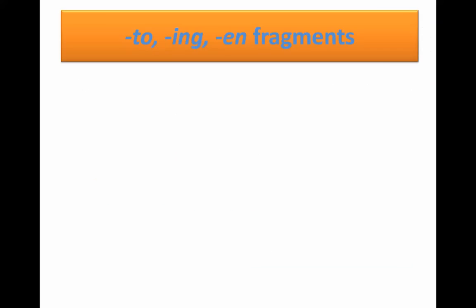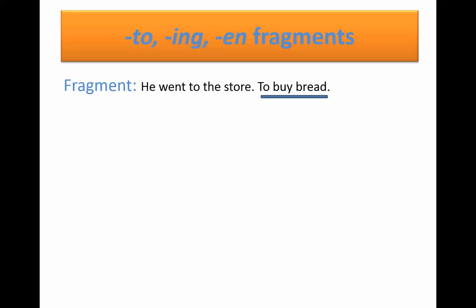Some other types of fragments are sentences that start with the word to or end in ing, or words that end in en. He went to the store to buy bread. To buy bread is an added detail to the first sentence, but when you set it off by itself, it's a fragment. We can fix it by simply adding it to the sentence before it. He went to the store to buy bread.